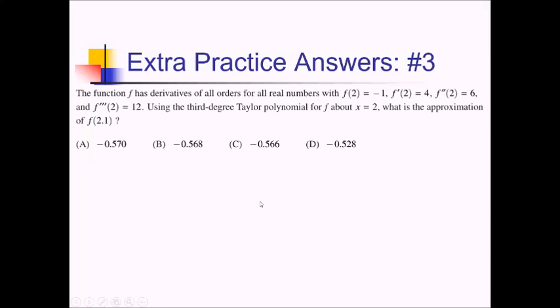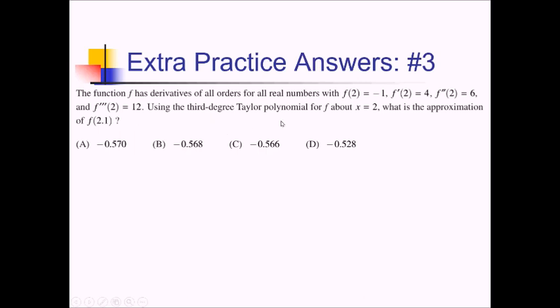For this calculator-based question, we have a function that has derivatives of all orders with all this information about the function f at x equals 2. We've got the value and the first 3 derivatives. We want to use a third degree Taylor polynomial for f about x equals 2 to find the approximation of f of 2.1. So there's no way to do this problem other than actually setting up this polynomial and plugging 2.1 into it.